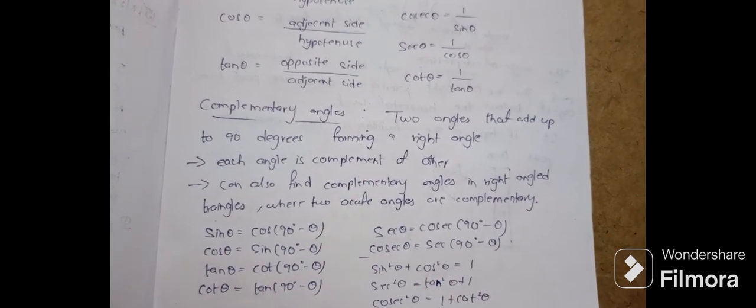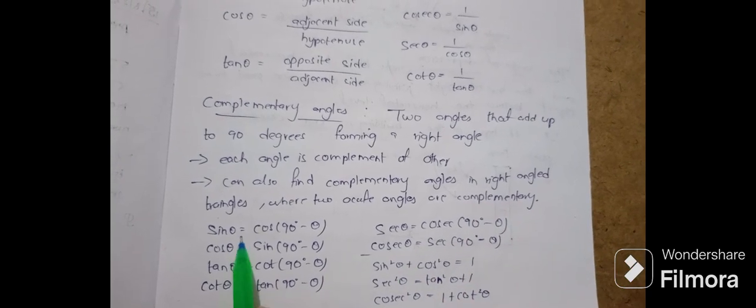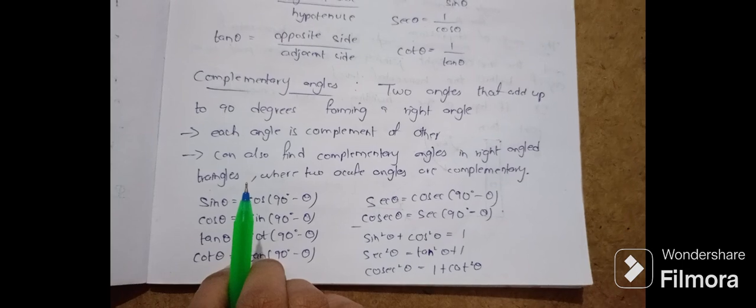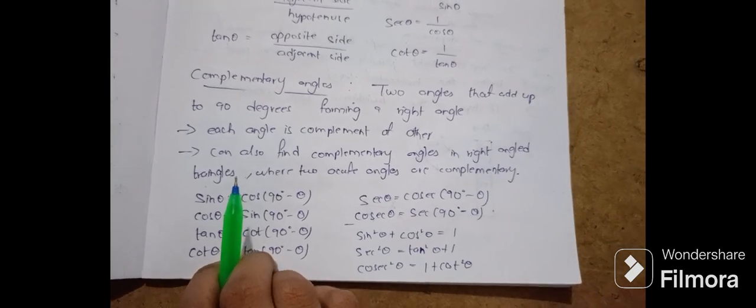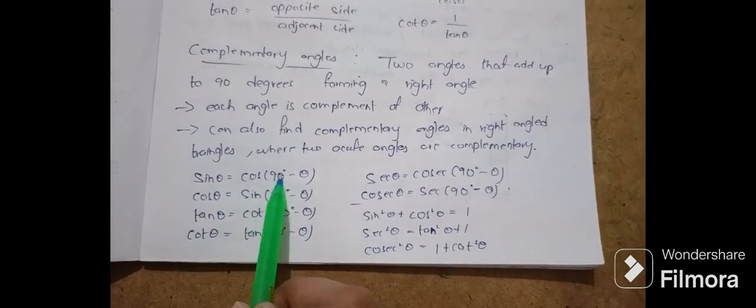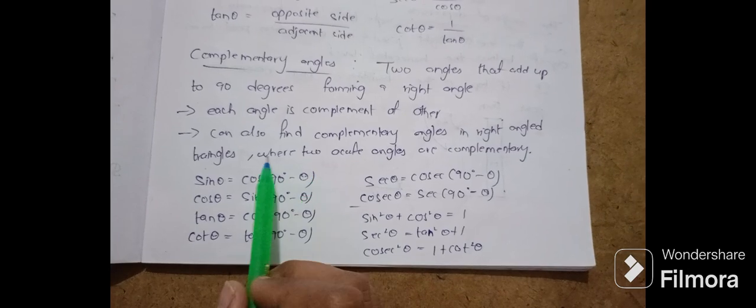That means each angle is complement to the other angle. That is, in the place of 1 we can write another one. We can find them more in right angle triangles. So these are the formulas we should remember here. Here sin theta is equal to cos(90 minus theta). So in any problem we can replace this value with this.